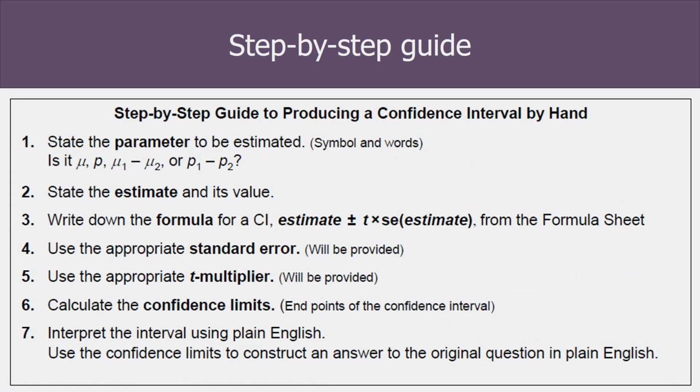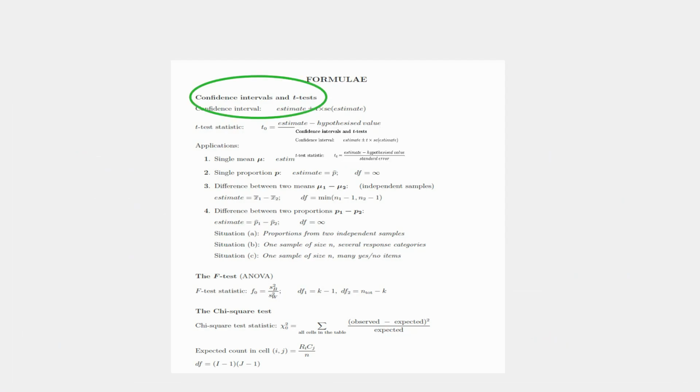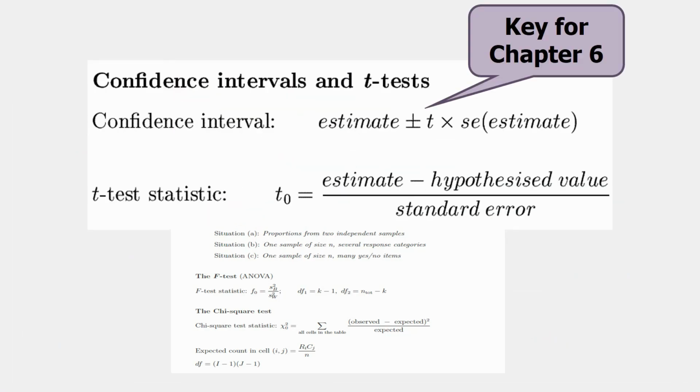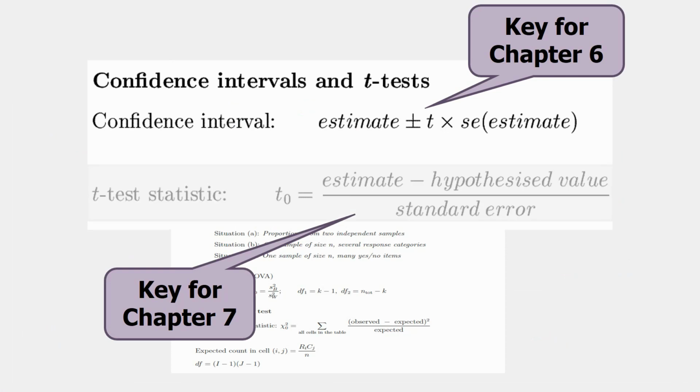Okay. So when we come to doing these questions, we have some steps to follow. When you do assignment 2 and you're doing a Chapter 6 question, you will be asked to follow the step-by-step guide. This is the step-by-step guide, 7 steps to producing a confidence interval by hand. So step 1, state the parameter, symbols and words. And I've already shown you this, you're also going to need that formula.